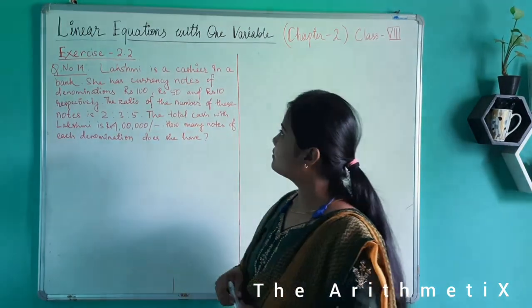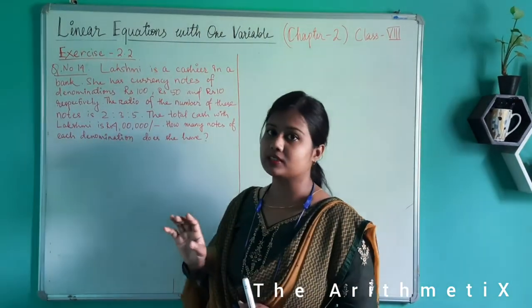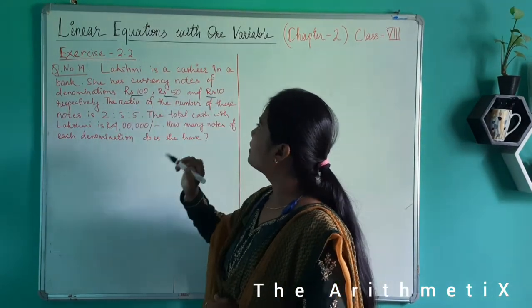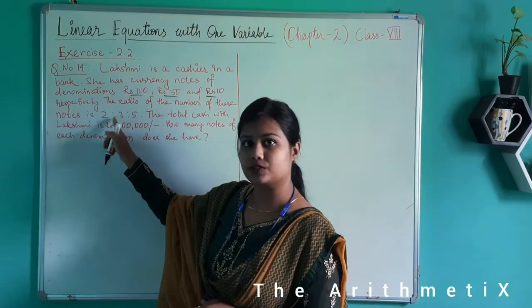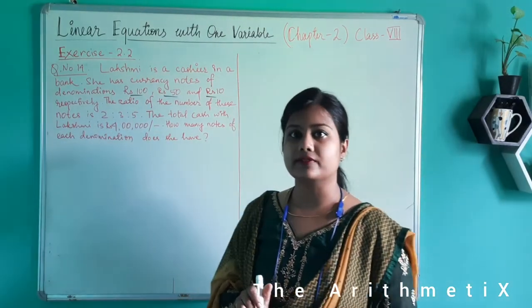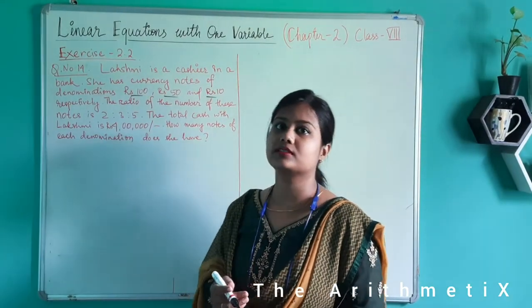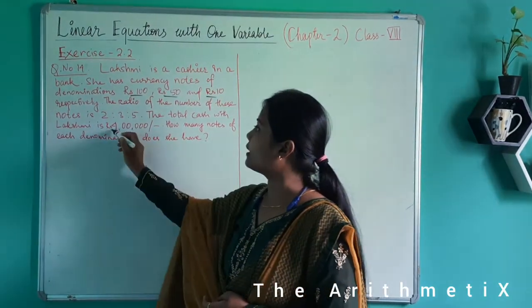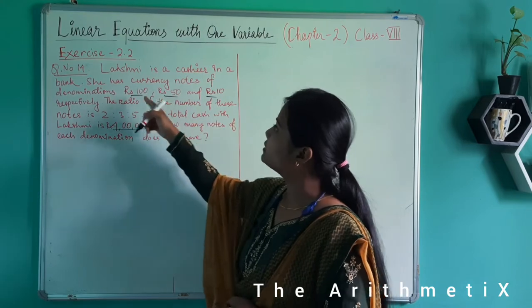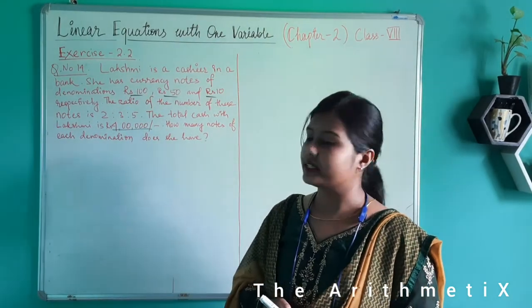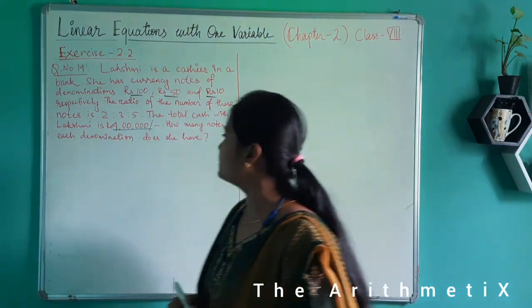So here we are given that she has some denomination that rupees 100, 50 and 10. Their ratio is 2 is to 3 is to 5. Ratio of denomination has been given and the total cash she has with her is 4 lakh. So we need to find which denomination is present in how many number with her. So it is very easy. The ratio is already been given.